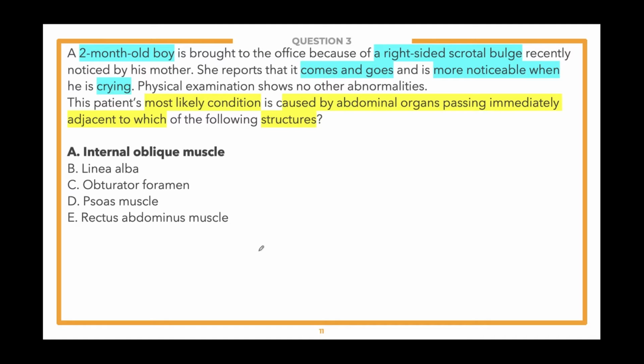Inguinal hernias do not pass adjacent to this. Lastly, answer choice B, linea alba. That is a little bit of a tendinous structure in the midline of the abdomen as well. So the best answer choice here, like you guys selected, is A.